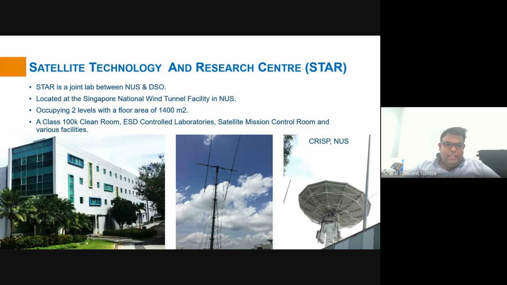In this facility, we have a class 100K clean room, ESD control laboratories, a satellite mission control room, and various other facilities to develop satellites from about 12U CubeSats all the way to about 125U, or 50 to 70 kg class of satellites.